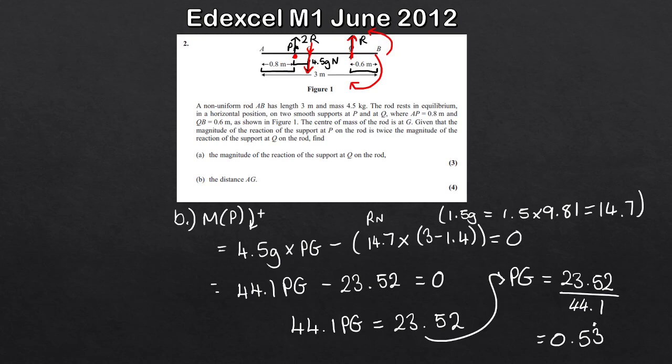So in that case, the distance for AG will simply be the length of A to P, which is 0.8, plus the distance for P to G, which is 0.53, and so on and so on.